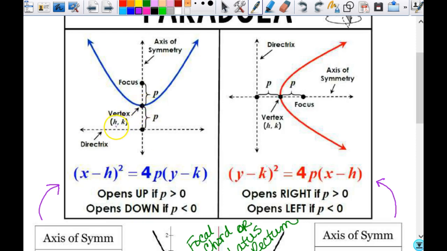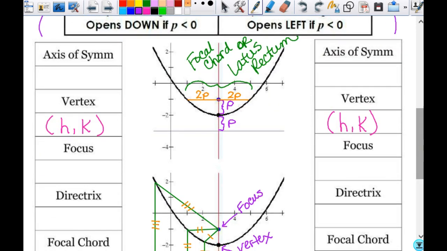Right? Have to be h. So whatever h is, the axis of symmetry is x equals h. Here, the axis of symmetry would be what? y equals k. All right, so you don't even have to be fancy and go figure anything out. For when it opens up or down, x equals h. When it opens left or right, it's y equals k. There's no figuring out of anything, right?